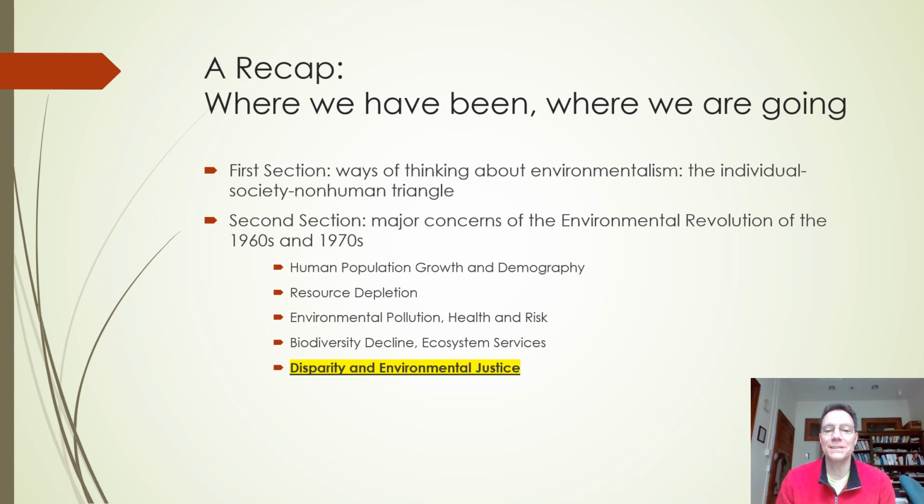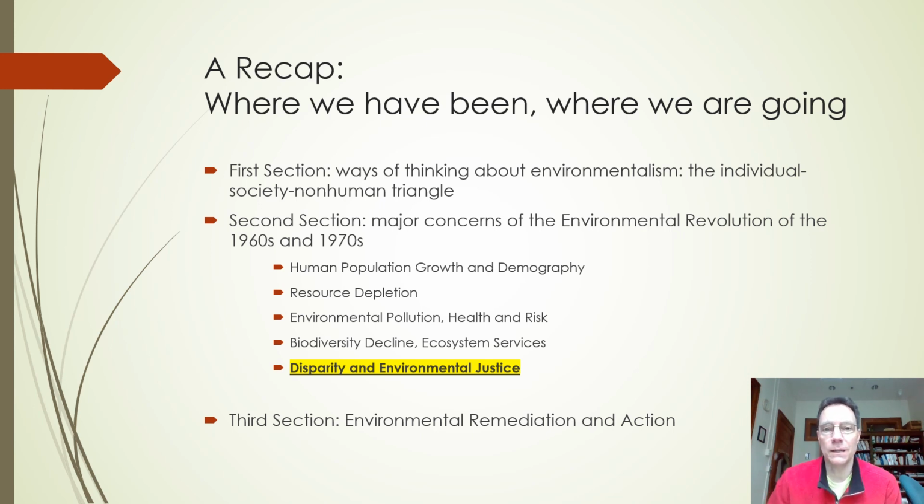We were talking about ecosystem services and things like ecosystem stress and so on. We have one more topic in that section, and that's what we're going to talk about this week, disparity and environmental justice, also a theme from the 1960s and 70s that's still with us today. Just so you know, the rest of the class, after this week, is going to look at some positive aspects of this, environmental remediation and action, how we try to remedy some of these problems that we have, and in some ways how we've been successful, and in some ways how we haven't been successful.